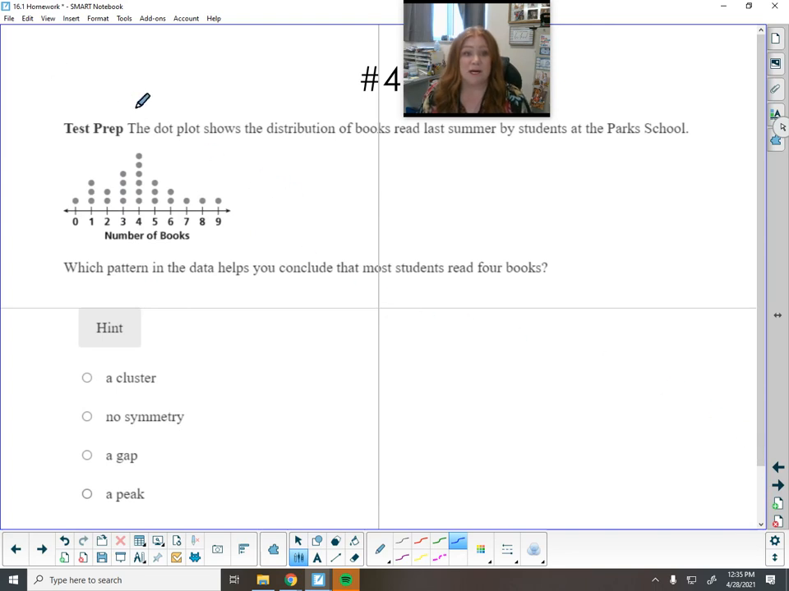Number 4, the dot plot shows the distribution of books read last summer by students. So every dot is a student, and here's how many books they read over the summer. Which pattern in the data helps you conclude that most students read 4 books? So we can see, right, most students read 4 books.